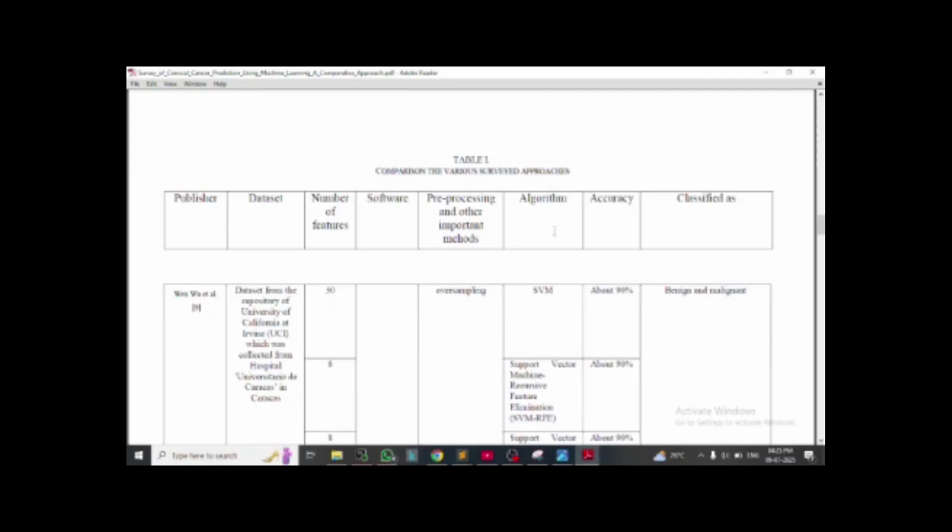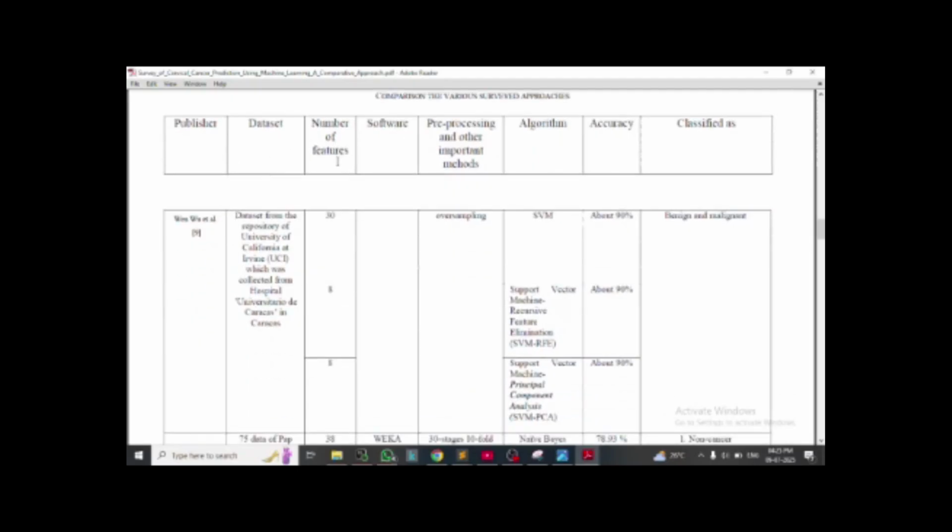In this paper, they showed a table comparing the various surveyed approaches. See the publisher, data set, number of features, software, pre-processing, and the other important methods, algorithms, accuracy, and classified as. The data set is from the repository of University of California at UCI, which was collected from a hospital, University de Casura in Russia.